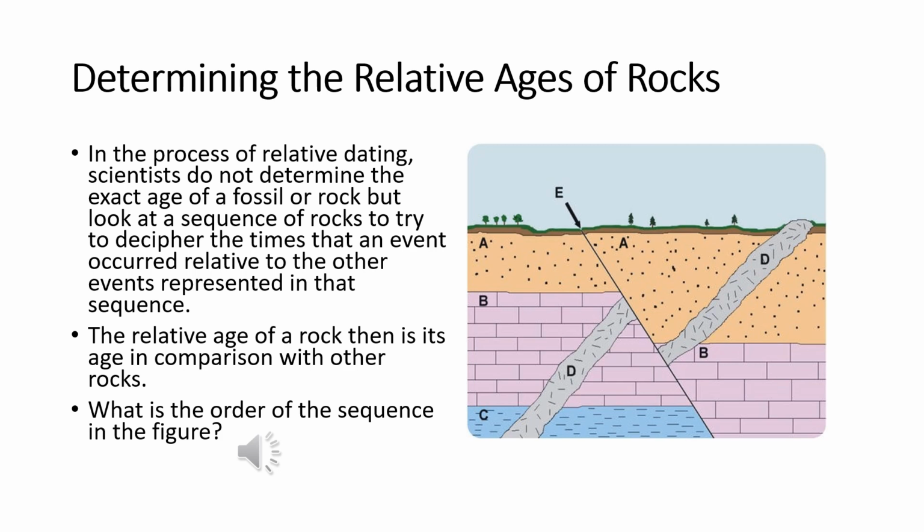And finally, we can see that E, which cuts through all of them, which by the way is a fault, must be the youngest. And so on this geologic diagram, we can tell that the oldest rock is C, followed by B, then A, and then igneous intrusion D, and finally the whole thing was cut through by fault E.